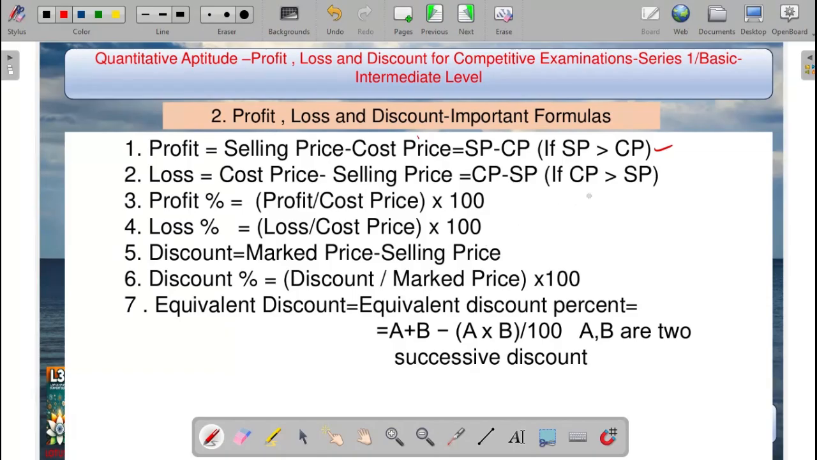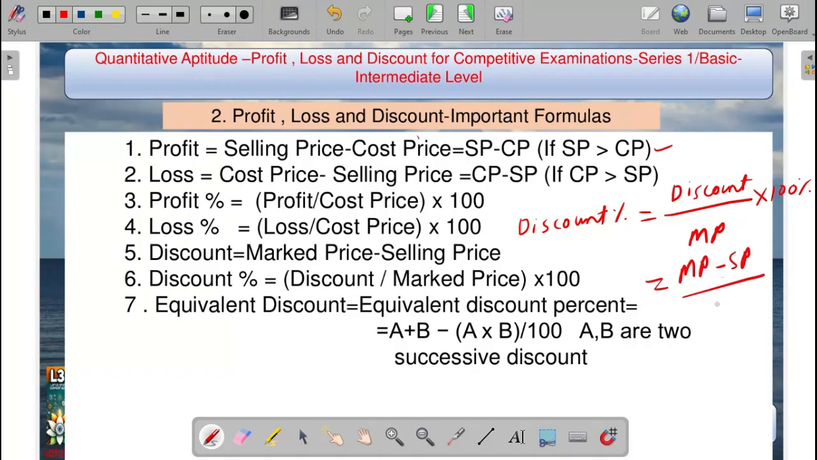Discount percentage is equal to discount divided by the original price. In this case, the original price will be the mark price. In the other two cases, profit and loss, the original price will be the cost price. So discount percent is equal to MP minus selling price, by MP, into 100%. This is the discount percent.